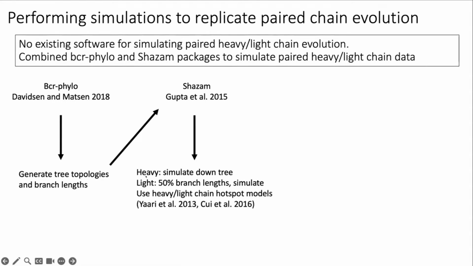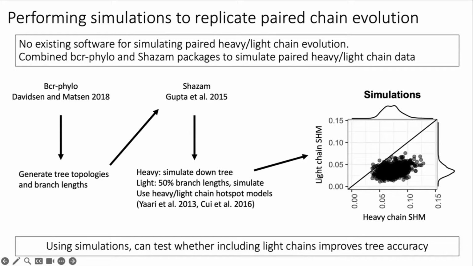We also simulated light chain evolution, but in order to do that, we shrunk branch lengths by 50% and then simulated down. This meant that the light chains that we simulated were about half as mutated as the heavy chains. We also used previously published heavy and light chain hotspot models, which are available in Shazam. And this gave us simulated data that looked a lot like our empirical data, where our heavy chains are about twice as mutated as our light chains, and we have a similar level of somatic hypermutation as in our empirical data sets. And we can use this simulated data to test whether including light chains improves tree accuracy.